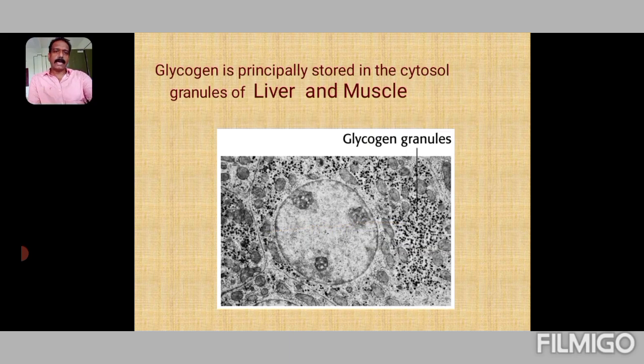Now, glycogen can be seen in cells like granules, as we see here, primarily in liver and muscle cells, as well as in some other cells also, like brain cells. It is not seen as much concentrated like this, as we see in liver and muscle. So that is glycogen metabolism. Let's go through the details of glycogen metabolism.